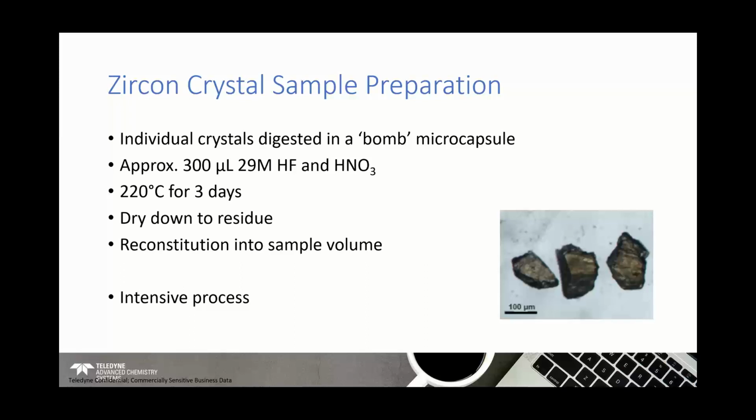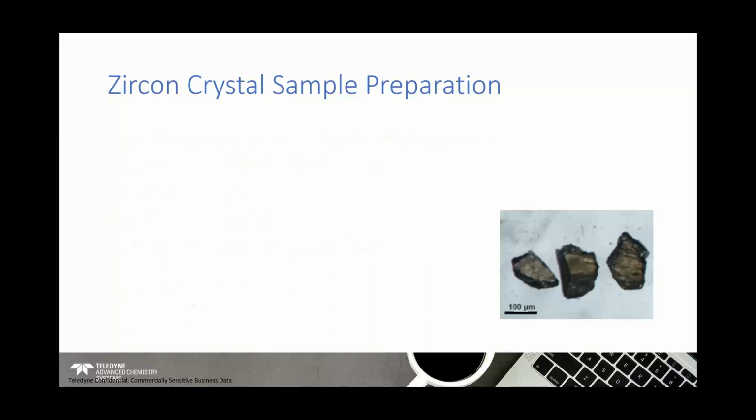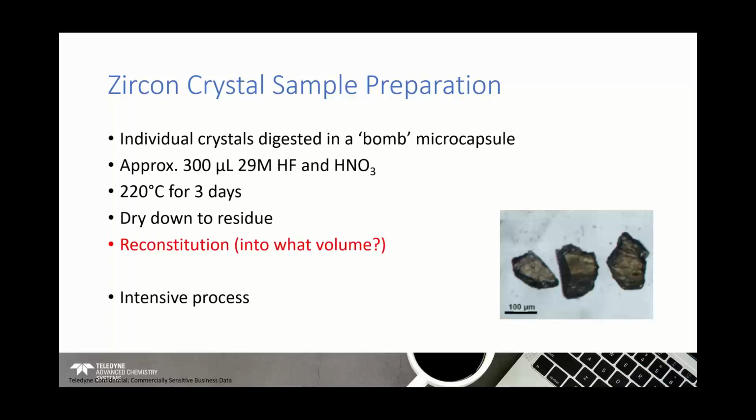It's a very aggressive chemical process and pressure and temperature process, but also it's intensive in terms of time. When the digest is complete, you then dry down each sample to residue, and then you reconstitute it into a specific sample volume that you then would introduce to your ICPMS. The key point I want to make here is, what volume do you reconstitute your sample into? So that's the key point, and that's what I'll get to next.